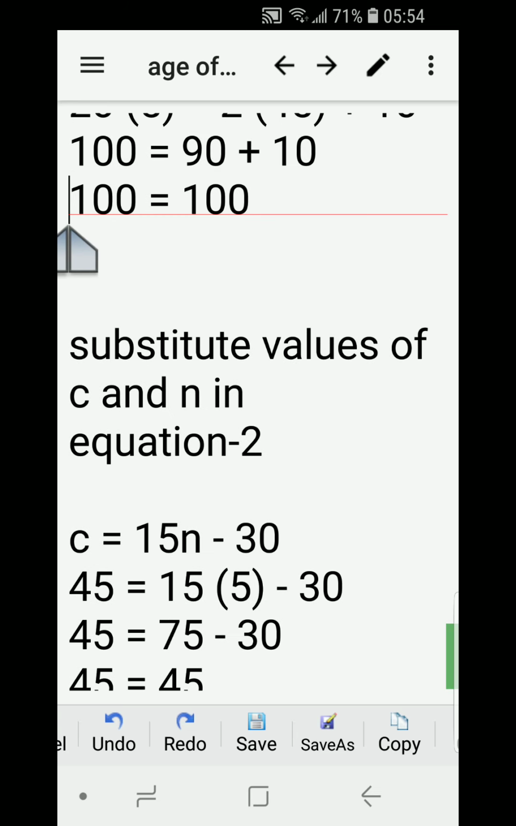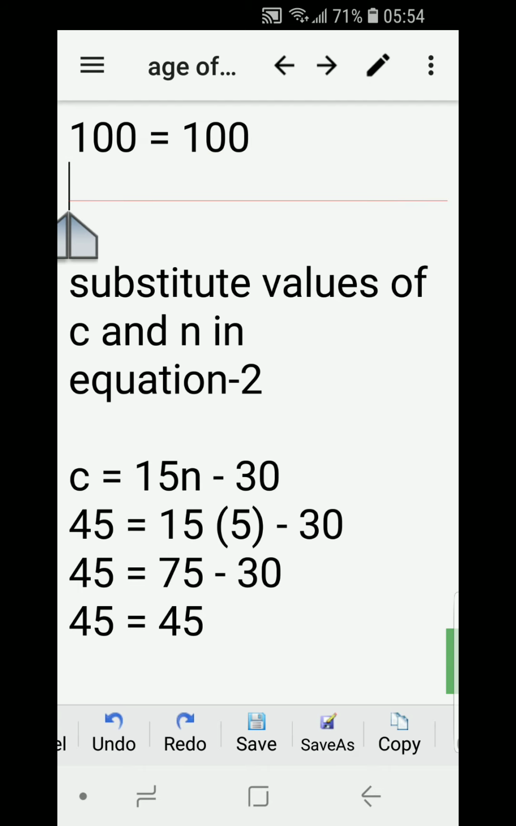So we do the same thing to equation 2. Substitute the values of c and n. We have c is equal to 15 times n minus 30. We got 45 is equal to 15 times 5 minus 30. We got 45 is equal to 45. Both sides of the equation are equal.